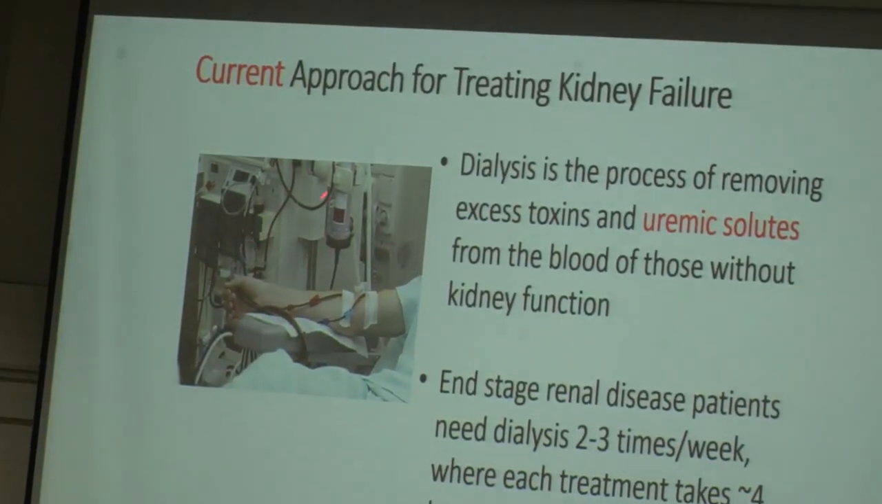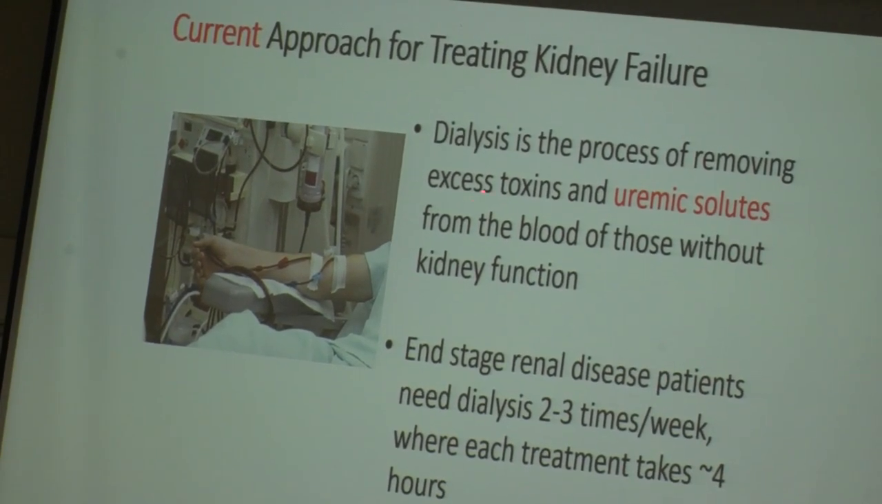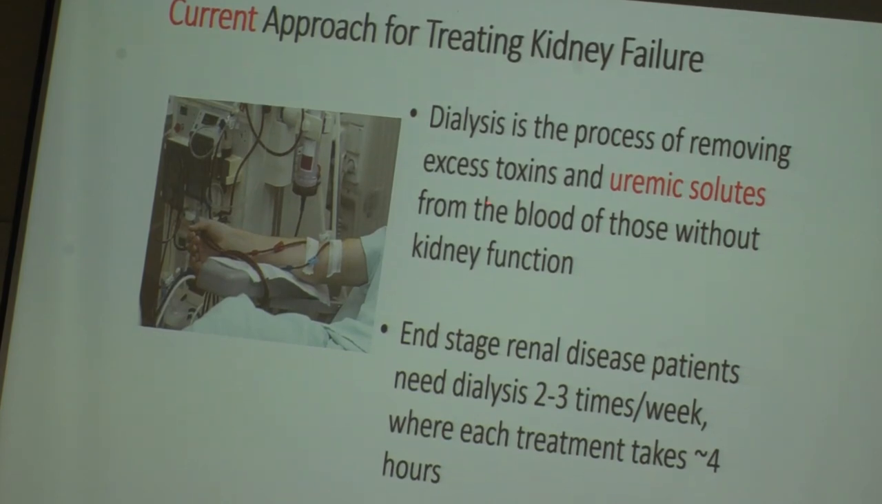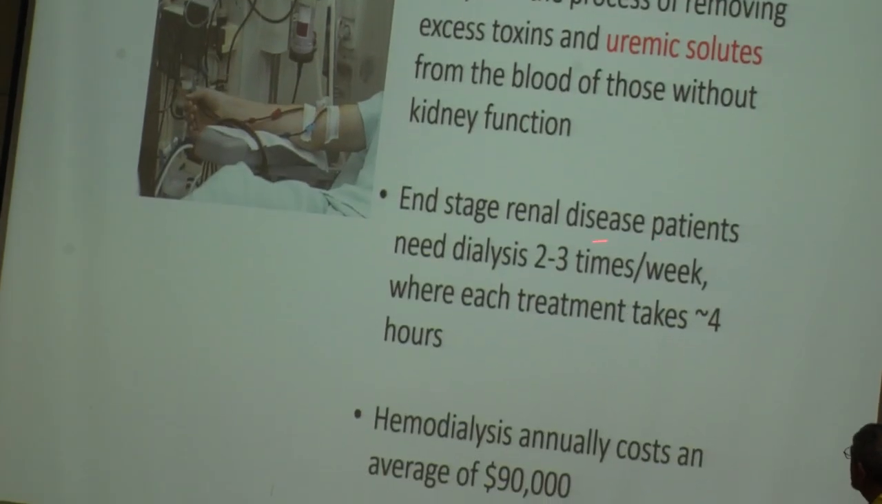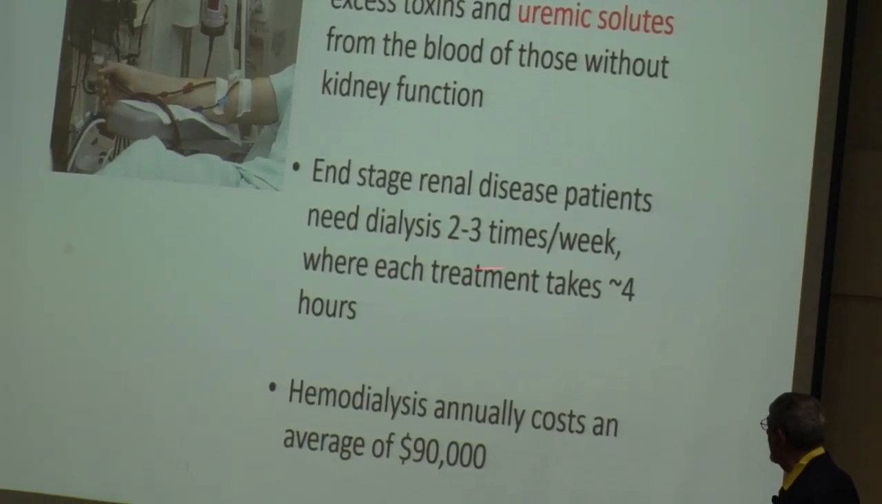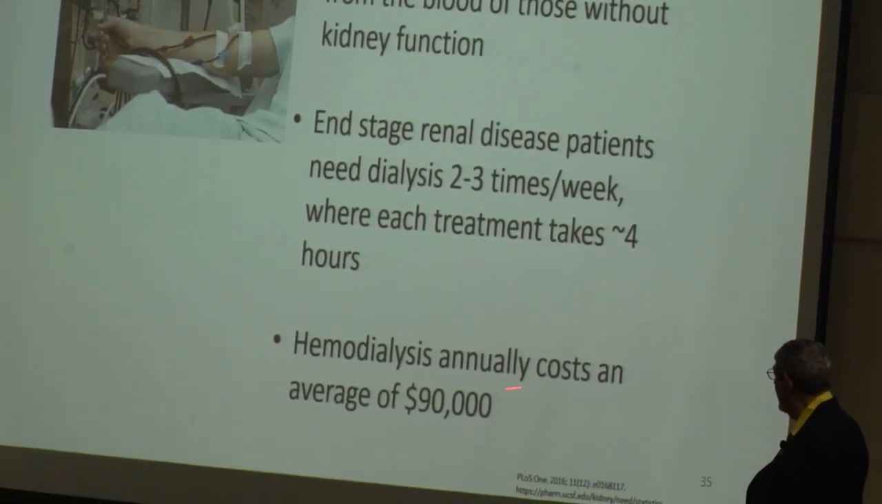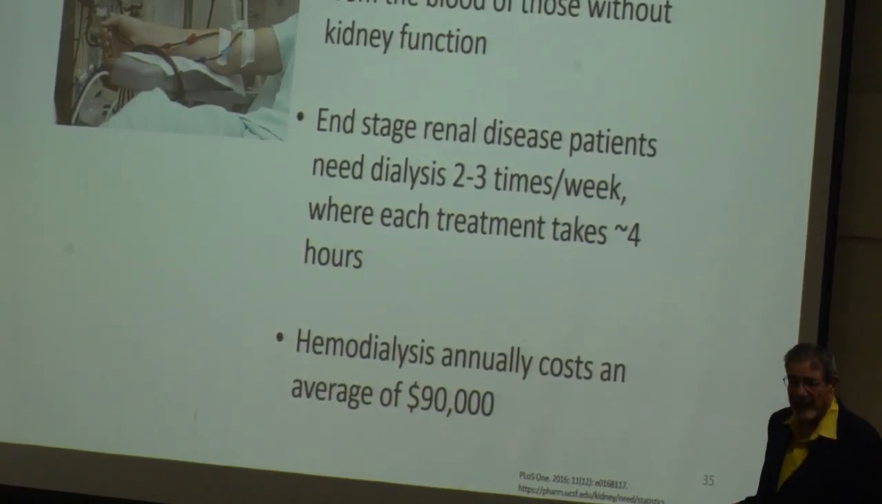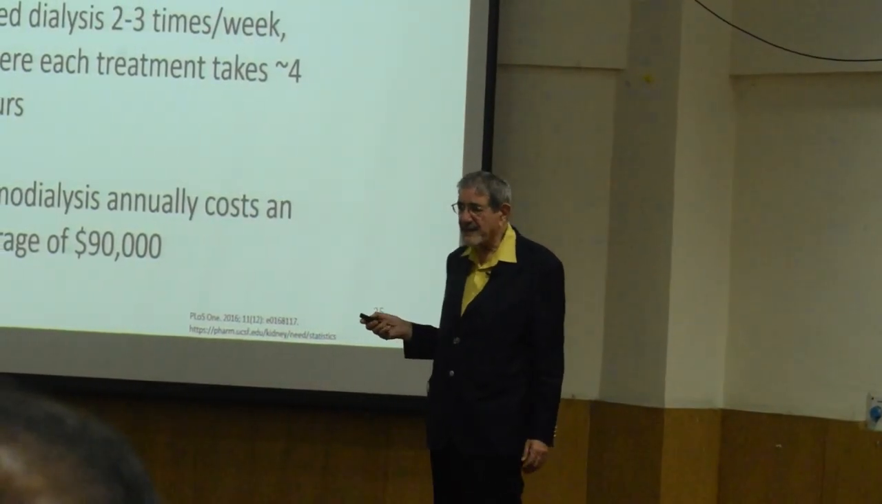And here we go. Current approach for treating kidney failure. Dialysis is the process of removing excess toxins and uremic solutes from the blood of those without kidney function. End stage renal disease patients need dialysis 2 or 3 times a week, where each treatment takes about 4 hours. And hemodialysis annually costs an average of $90,000. Really expensive. Not everybody can afford to do this.